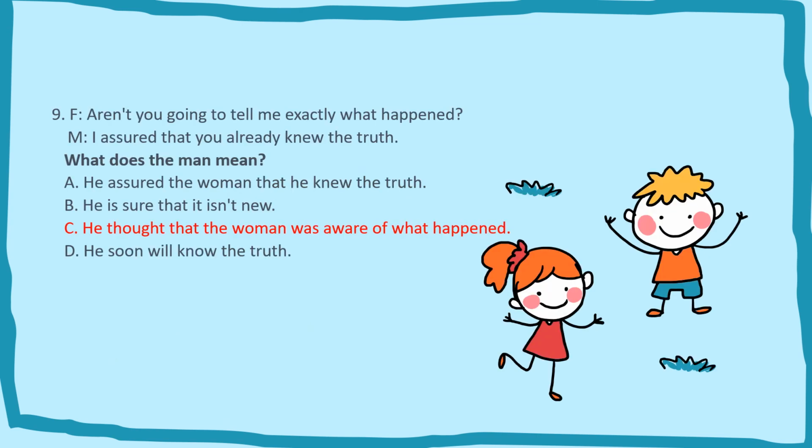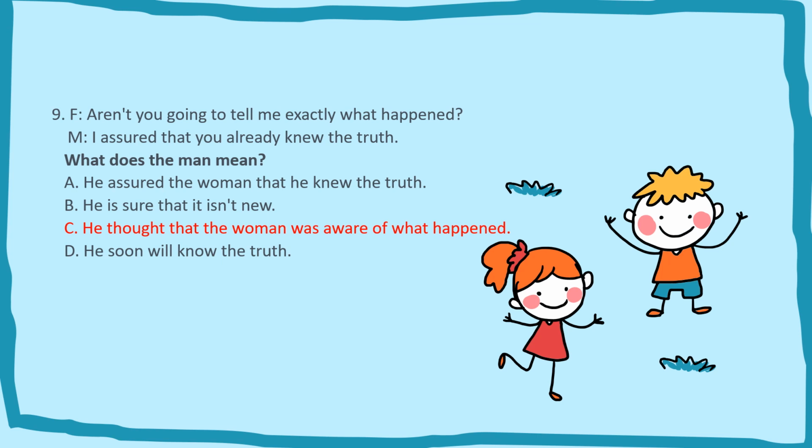Number 9. Female: Aren't you going to tell me exactly what happened? Male: I assumed that you already knew the truth. The question: What does the man mean? A. He assured the woman that he knew the truth. B. He is sure that it isn't new. C. He thought that the woman was aware of what happened. D. He soon will know the truth.